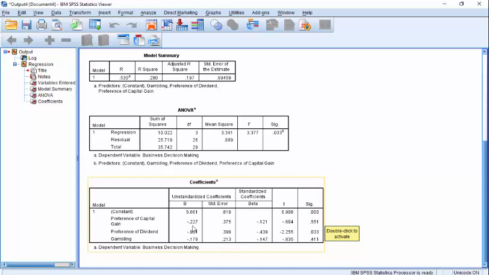Second, we can test the impact. Preference of the capital gain may negatively impact the business decision making, but this variable is insignificant. Preference of the dividend may impact negatively the business decision making in our case, and the results are significant. Gambling may impact negatively but is insignificant.